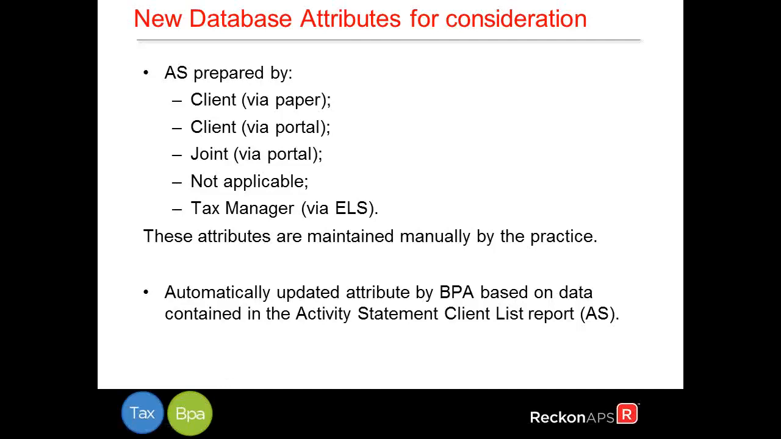The other way is if you are a practice that currently has BPA in place, we can automate that process. So when the report is received from the ATO, that is the AB and the AI report, we can have basically a process that would run through the data contained in that report, and we would populate the attributes in the database accordingly based on what we see on that report that we receive from the ATO. Okay. So it might be things like, who's responsible for preparing the return? Is it the agent? Is it the client? How is the activity statement being received? So on and so forth. Okay.